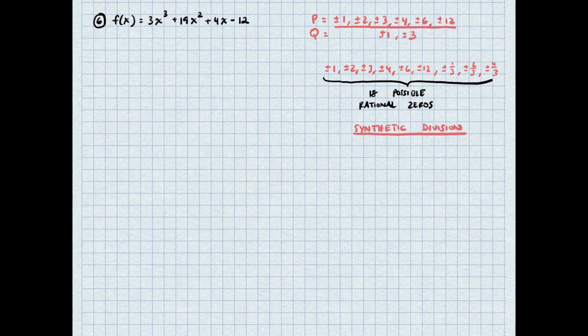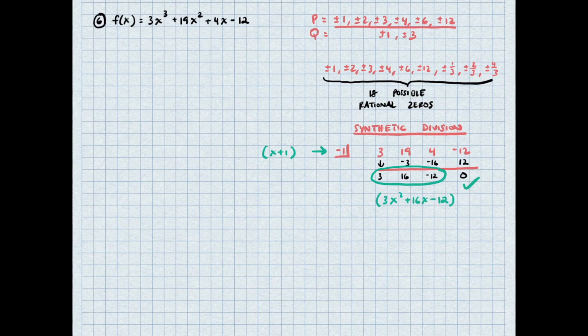Let's write our coefficients down. I'm going to start with trying negative 1. And lucky for us, this worked on the first try. This here means that we have a linear factor of x plus 1. And these three numbers down here tell us our quadratic factor of 3x squared plus 16x minus 12. We can rewrite our original function as f of x is equal to x plus 1 multiplied by 3x squared plus 16x minus 12.